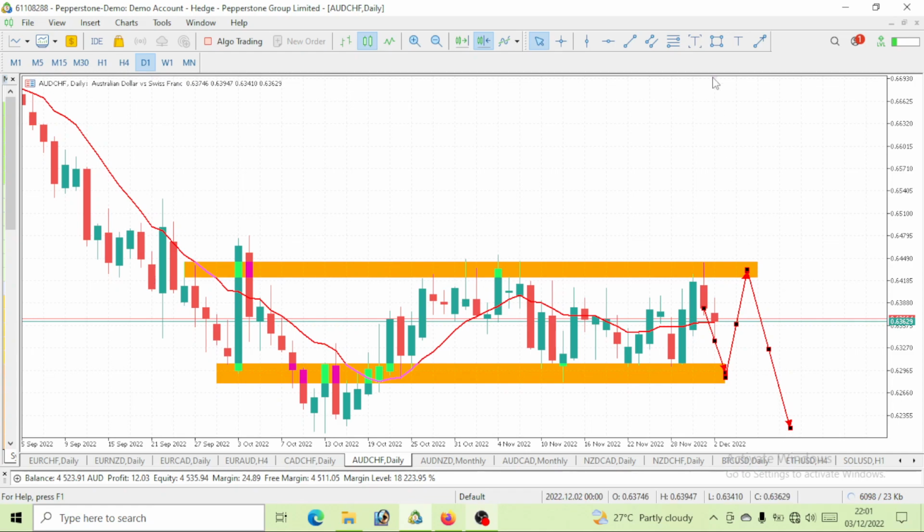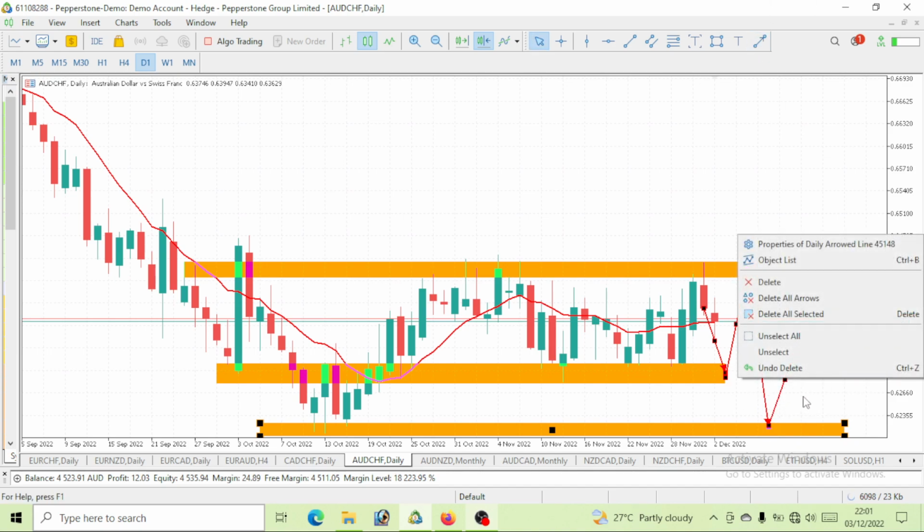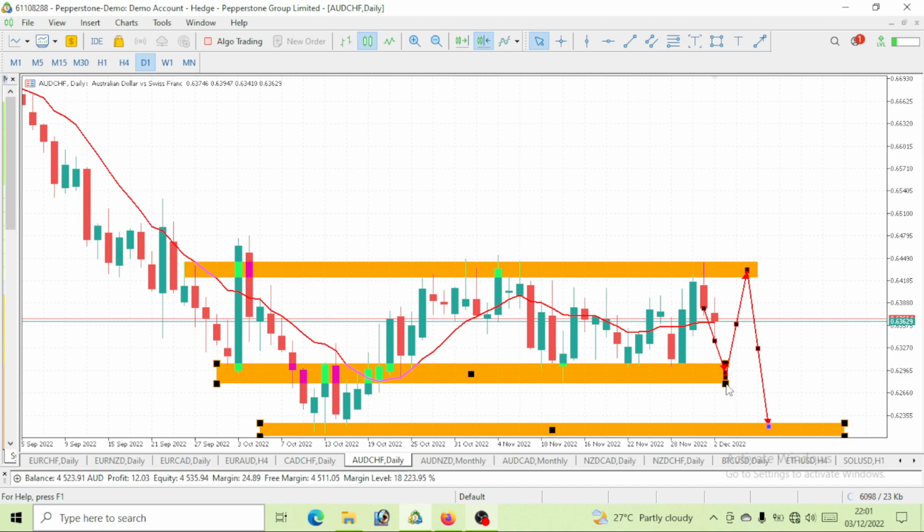on AUD Swiss franc, or we might see price drop to take out this level, which I think should happen this week. Let's see if this AUD Swiss franc will drop, take out this level, and then push up. Let's see if it will happen. And if it does not happen, then we should see a rejection at this level here, a support, before price goes up.